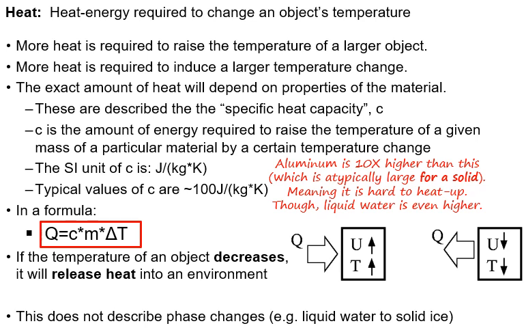Now, an important thing is this equation here does not describe the phase change. So transitioning, for instance, from liquid water to solid ice, or from liquid water to water vapor. We're going to cover that in a minute. So this formula, Q is Cm delta T, is what you use when you're in between phase changes.